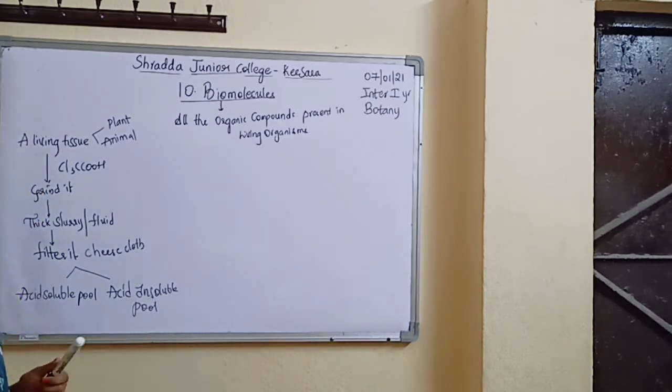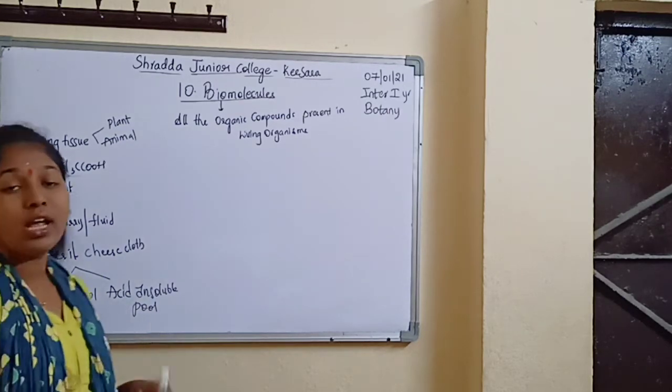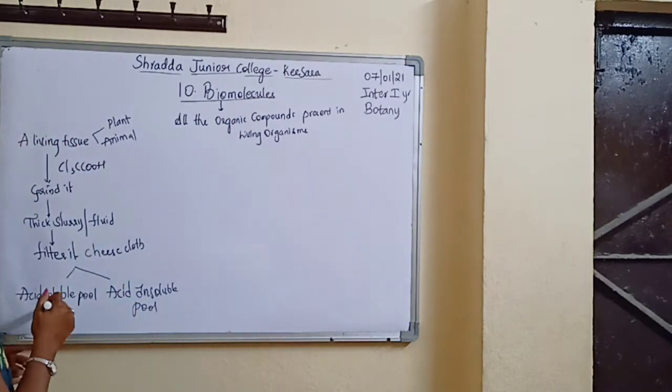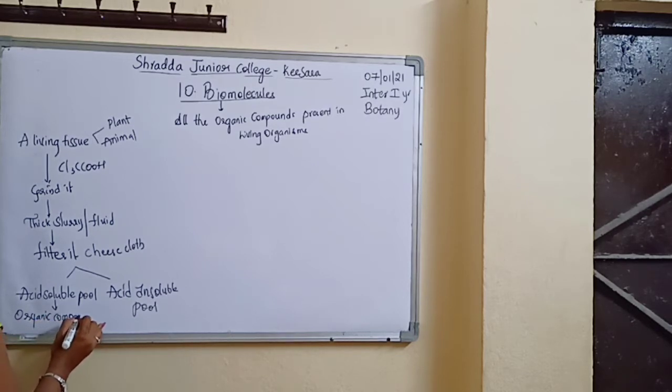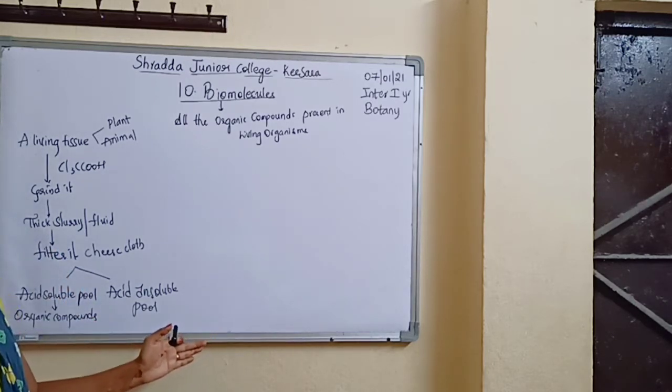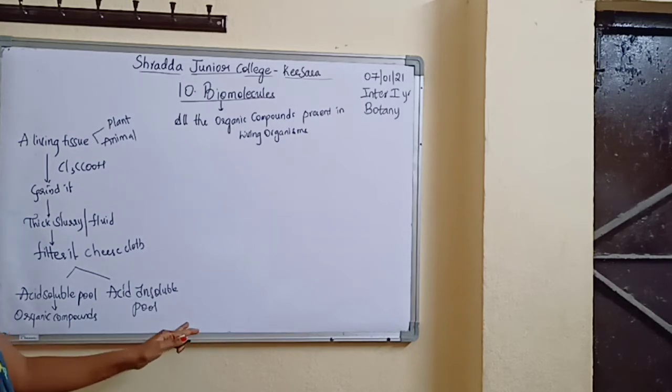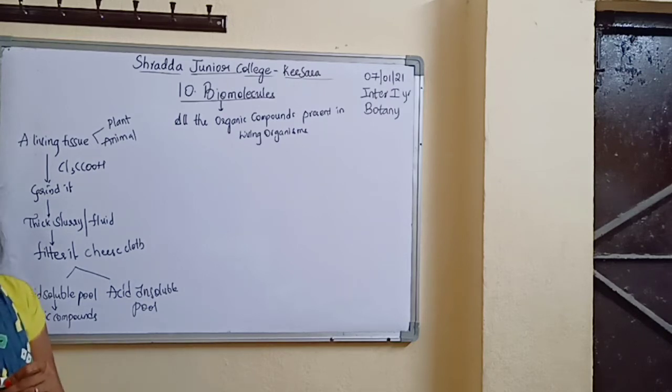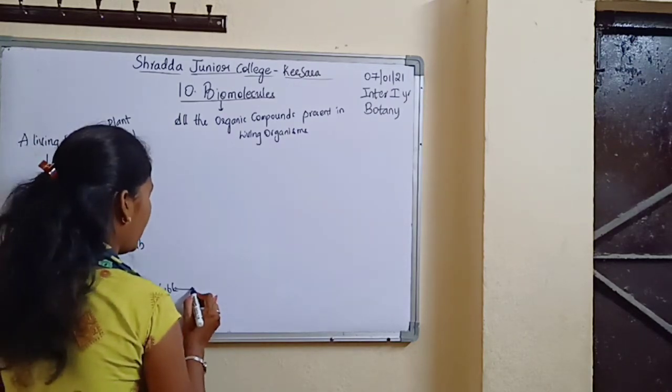Okay, so now we got these two. From the acid soluble pool, various kinds of organic compounds are absorbed. ఈ acid soluble pool నుండి మనకి ఏమొస్తాయి? ఆర్గానిక్ కాంపౌండ్స్ అన్నిటిని కూడా మనం ఐసోలేట్ చేయొచ్చు. And from this acid insoluble pool, we will isolate only 4 kinds of organic compounds.